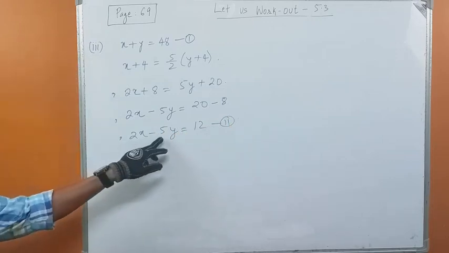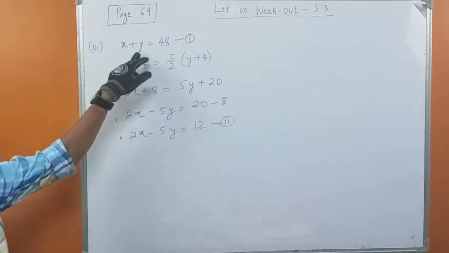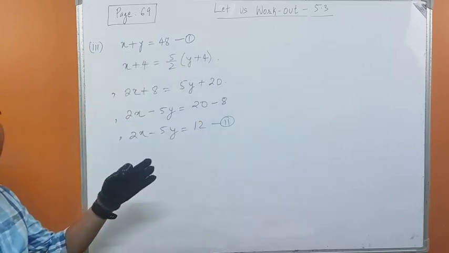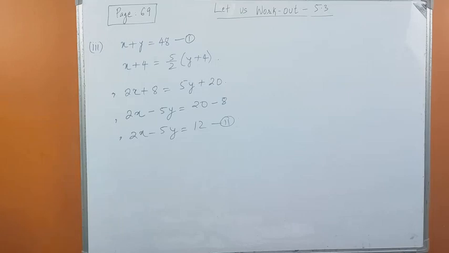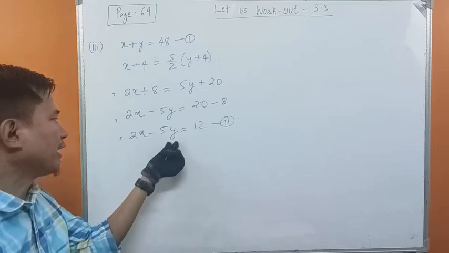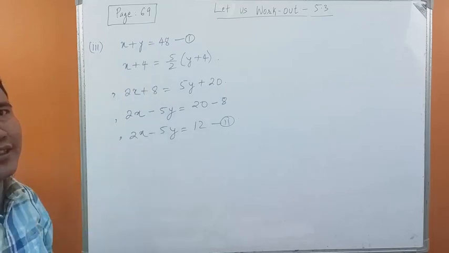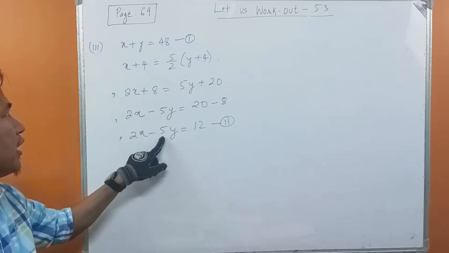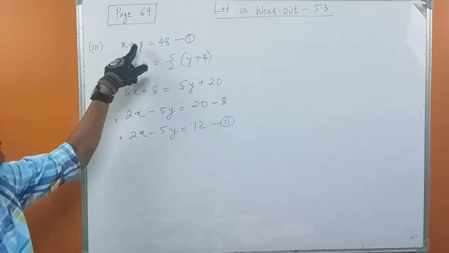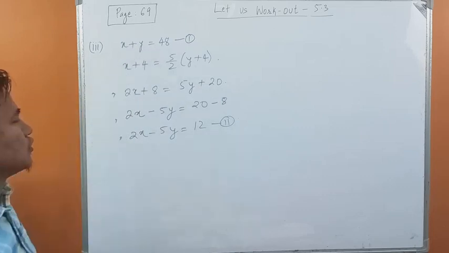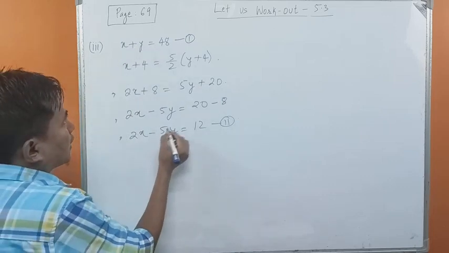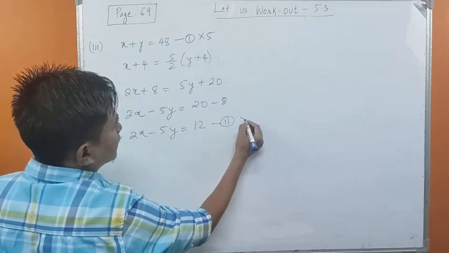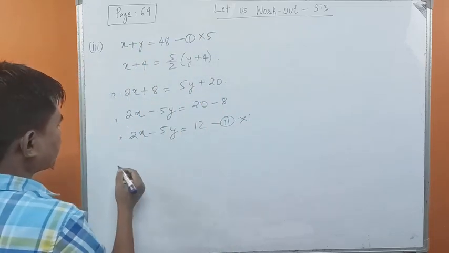Now we have 2x minus 5y equals 12, equation 2. And x plus y equals 48, equation 1. So we need to eliminate either x or y. Let us eliminate y, because they have different signs, isn't it? So we don't need to change the sign. The coefficient of y is 5 in equation 2 and the coefficient of y is 1 in equation 1, isn't it? So with this 5 we multiply equation 1, and with this 1 we multiply equation 2.